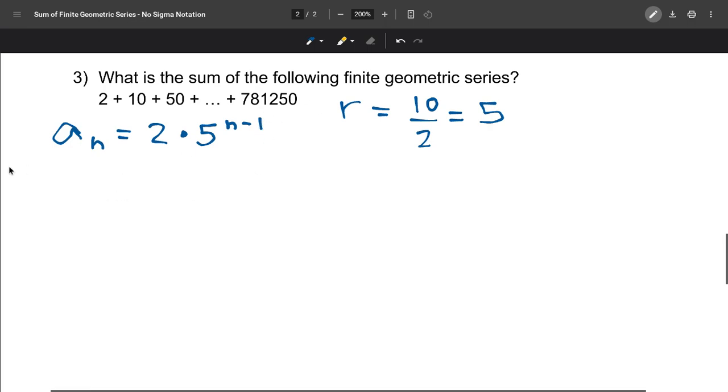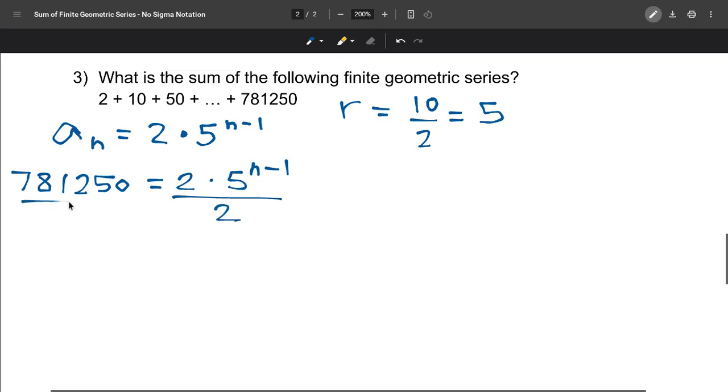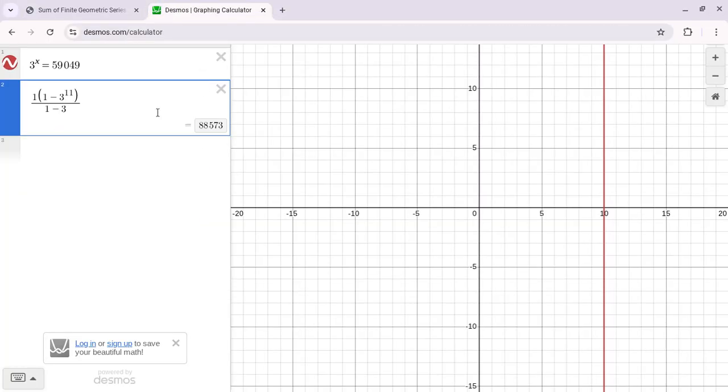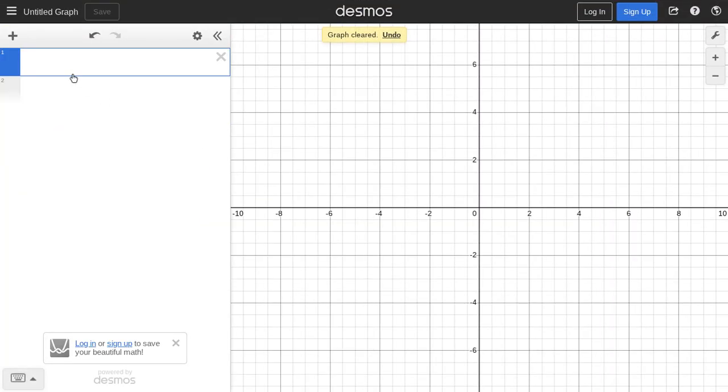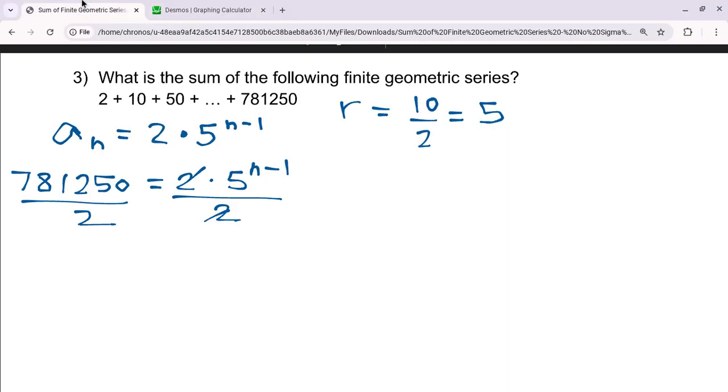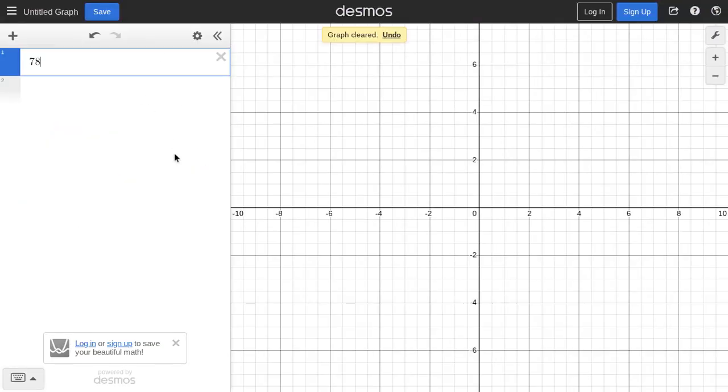Okay, now we're going to solve for n. So we're going to say a sub n is 781,250. That equals 2 times 5 to the n minus 1 power. We're going to divide both sides by 2. The 2's will cancel here. Let's go over to Desmos. Let's get rid of this previous stuff. So we got 781,250 divided by 2. We get 390,625.